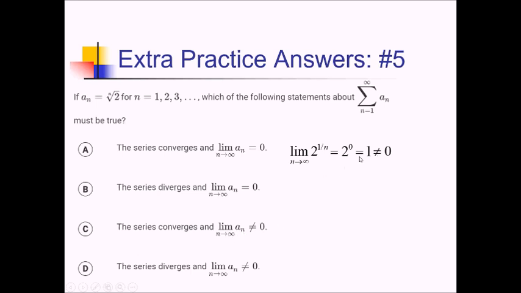And that makes sense because if the limit of your nth term is not 0, then your series is going to fail the nth term test. So this series then diverges by the nth term test. So yeah, we got to pick choice D.